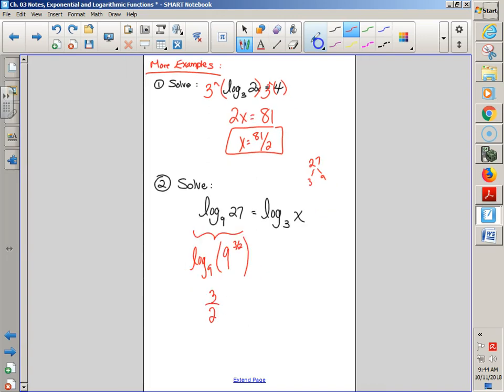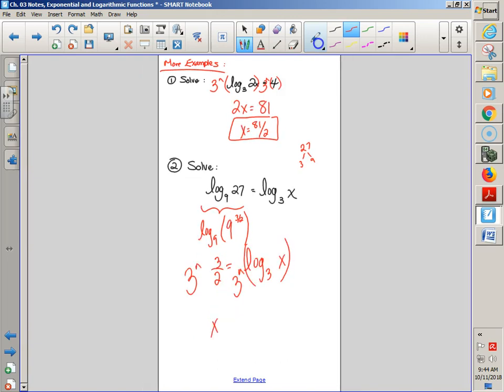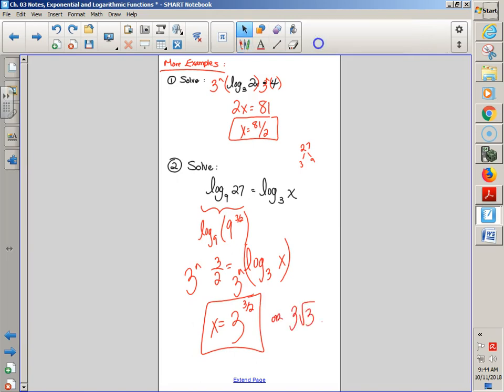Now what can I do to solve? How do I get rid of logarithms? 3 to the power of, 3 to the power of, and we end up with 3 to the power of 3 halves. That was rough. I had to end on a fun one just to get your brain juice flowing.